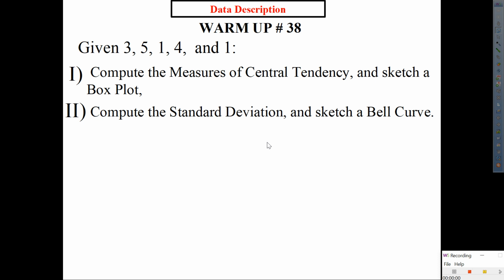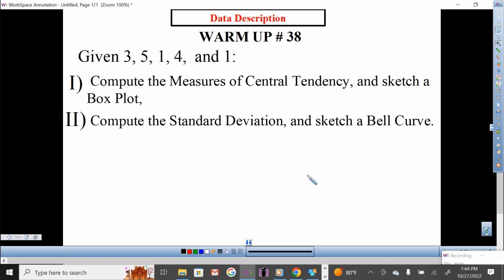All right, so warm-up number 38, given 3, 5, 1, 4, and 1, compute the measures of central tendency and standard deviation, and draw your bell curve, yes? All right. Let's see, just for the sake of getting some answers, measures of central tendency. Get us started, please.